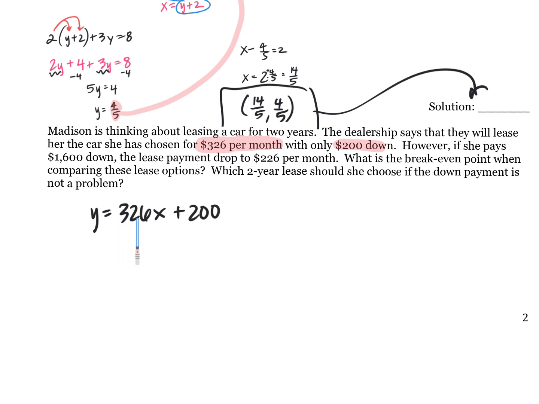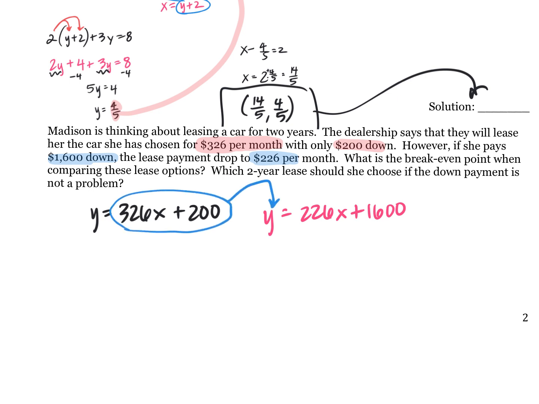That's saying $326 every month plus this much down. That's just a one-time fee. What's my other equation going to be when it was $226 a month but $1,600 down? Good. Don't forget that x with your 226. Perfect. You guys, you can do substitution or elimination. Doesn't bother me one bit. Which one would you rather do? I got a y by itself. If y equals this, couldn't I plug that right there? I think that's a great strategy. So we got 326x plus 200 equals 226x plus 1600.